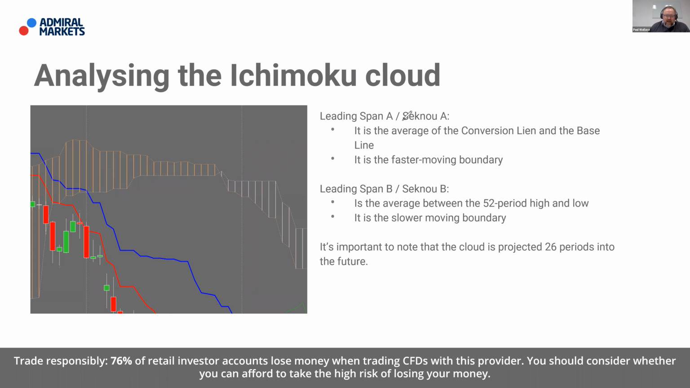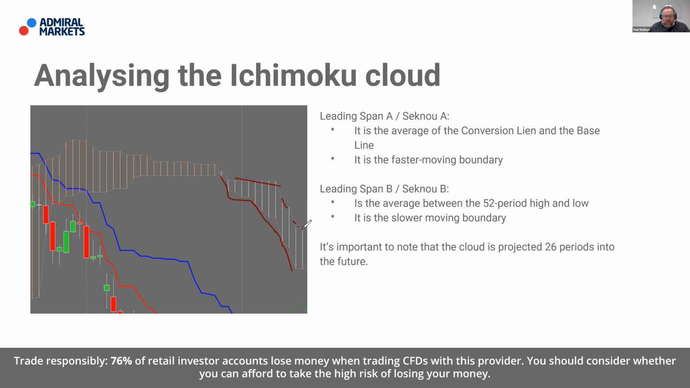So, as I said, we have those boundary levels. You've got leading span A, Senkou A, and once again, I apologize if I have not pronounced that correctly. It is the average of the conversion line and the baseline. It is the faster moving boundary, and in this particular case, that would be this area. Leading span B is the average between the 52 period high and low, and it is the slower moving boundary. This would be the second one.